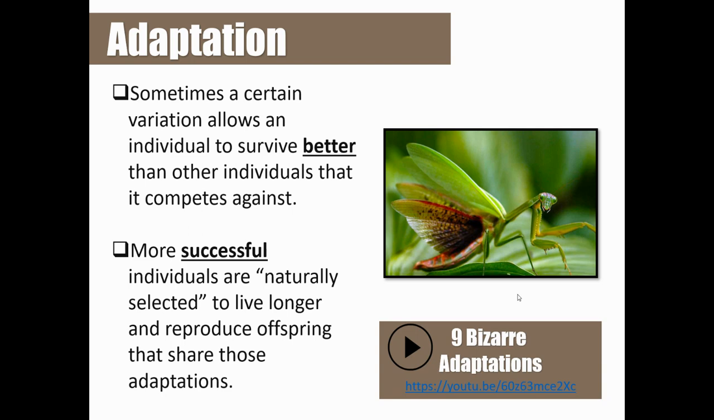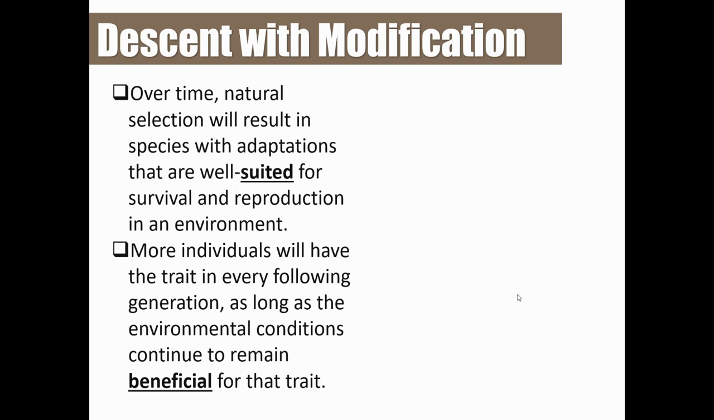Adaptation: we talked about this in the last lesson. Sometimes a certain variation allows an individual to survive a little better than other individuals it competes against, and so we call that an adaptation. More successful individuals are naturally selected for, and of course, they live longer. And when they live longer, they reproduce, and their offspring share those adaptations.